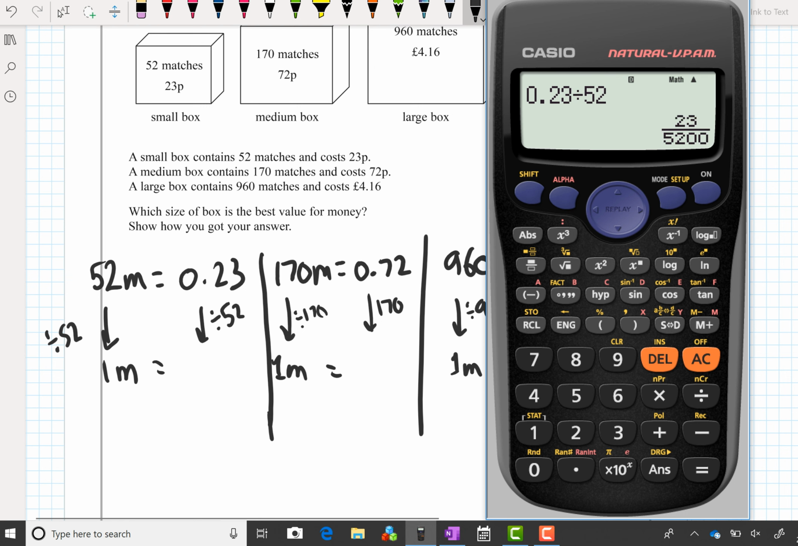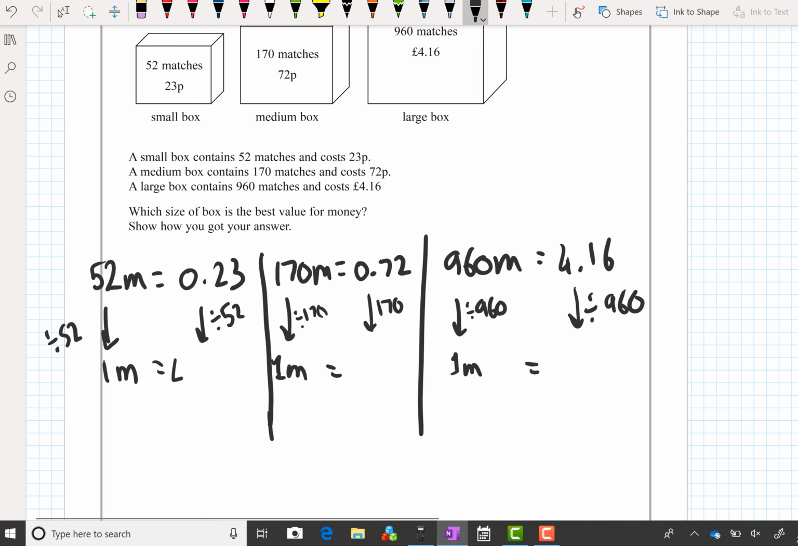Oh god, that's a very small number. Yes, very, very small. 4.42307 times 10 to the minus 3. Let's go for that. 4.42307 times 10 to the minus 3.